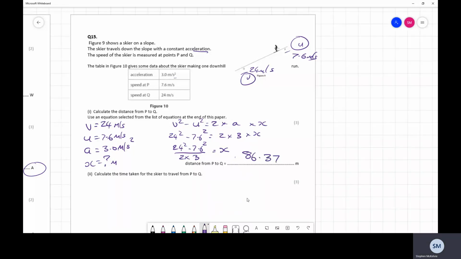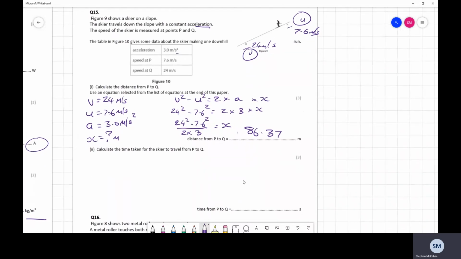Calculate the time taken for the skier to travel from P to Q. All right, so we're trying to find T. I do not know how many seconds that is. You could do speed equals distance over time, but unfortunately that's not going to work for us because he wasn't traveling at the same rate all the way. He started at 7.6 and then went up to 24, so he wasn't traveling at the same speed. We can't use S equals D over T because speed equals distance over time requires an average speed over the total distance. That's not going to work.